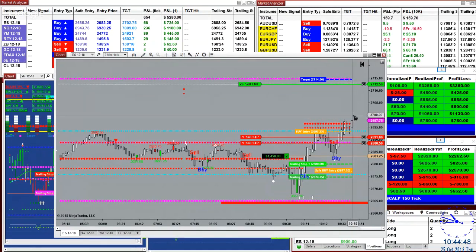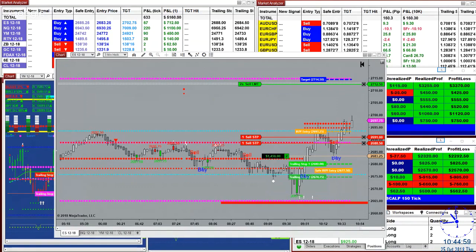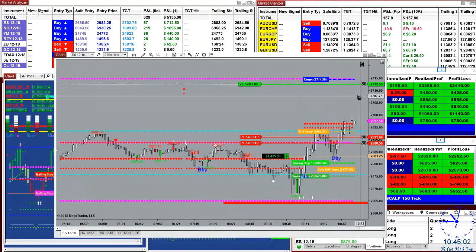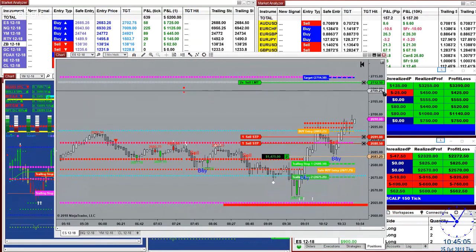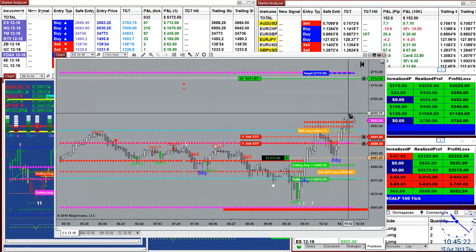We need that bar to close above those numbers here, 96. What is your total profit right now, Vito? They're coming to you. Okay. We need that bar to close above.